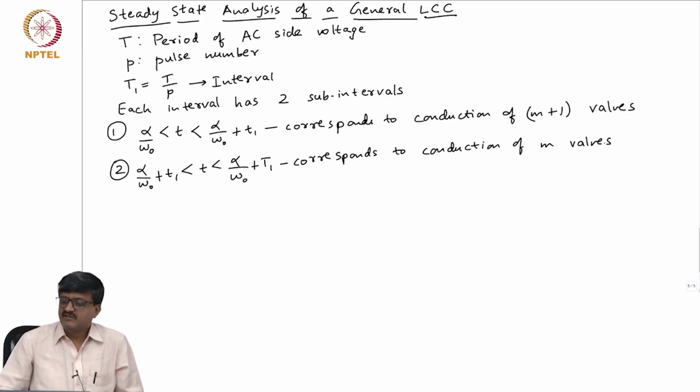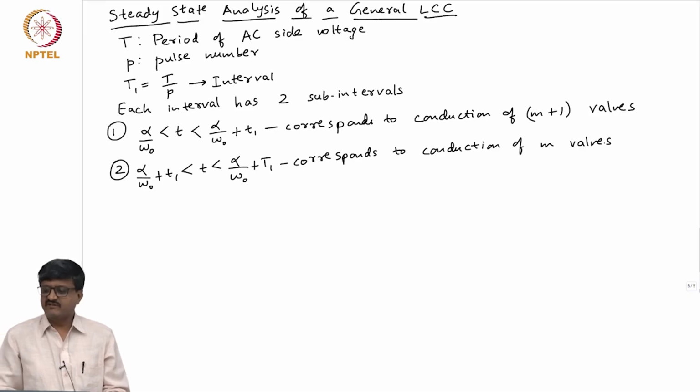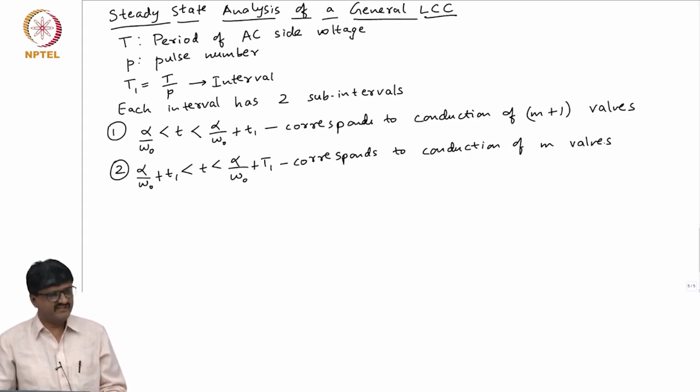Now, I use a general notation m plus 1 because this is applicable even if I take one particular converter, the 6 pulse converter which we have already studied. It can be 2 and 3 valve conduction mode or 3 and 4 valve conduction mode. So, if it is 2 and 3 valve conduction mode, m is 2. If it is 3 and 4 valve conduction mode, m is 3.